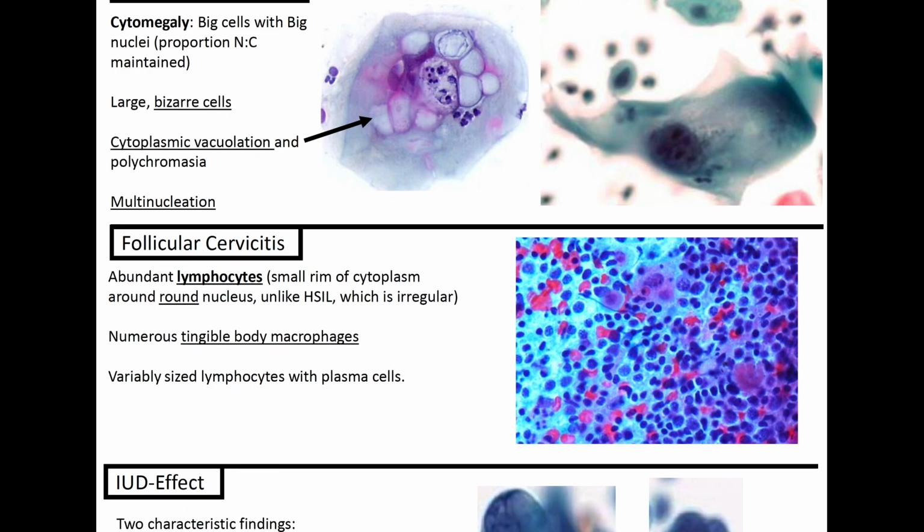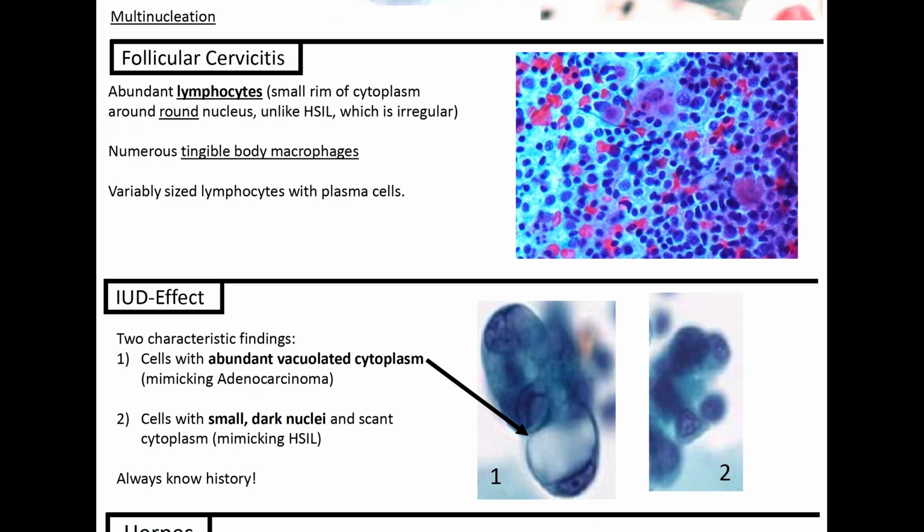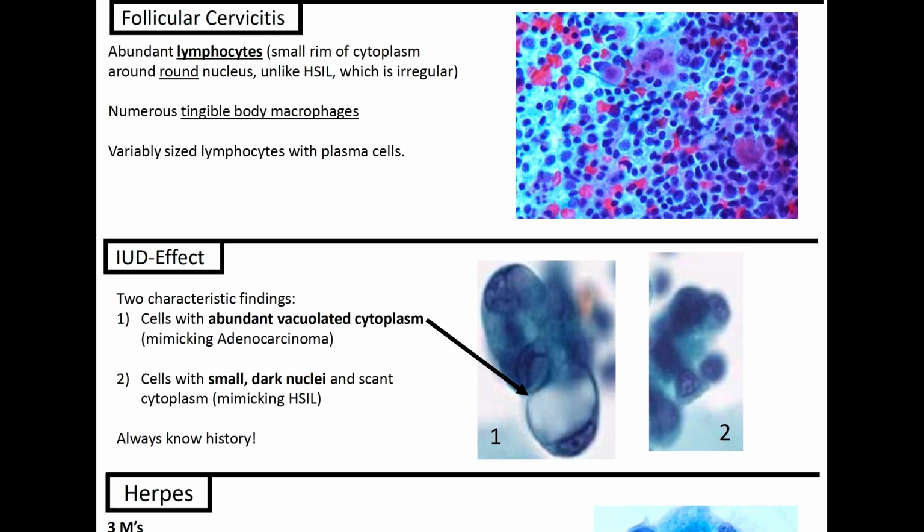Moving on. Next up, we've got follicular cervicitis. In follicular cervicitis, you can have abundant lymphocytes with a small rim of cytoplasm around the round nucleus, unlike HSIL, which is irregular. And you can also have numerous tingible body macrophages and variably sized lymphocytes with plasma cells. As the name would suggest, cervicitis, this is an inflammatory process, so you're having a lot of plasma cells, lymphocytes, it's more of a reaction.